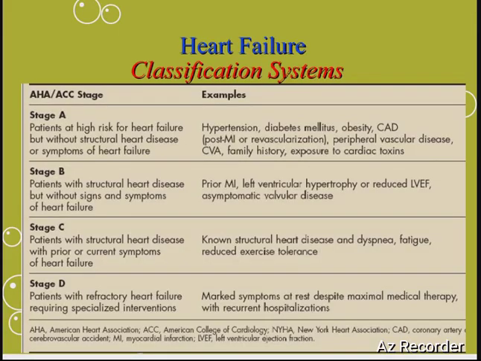In stage A, the patients are at a higher risk of heart failure but without structural heart disease or symptoms of heart failure. Examples: hypertension, diabetes mellitus, obesity, coronary artery disease, peripheral vascular disease, CVA, family history and exposure to cardiac toxins. In stage B, the patient has a structural heart disease but without signs and symptoms of heart failure: prior myocardial infarction, left ventricular hypertrophy or reduced left ventricular ejection fraction, and asymptomatic valvular disease.